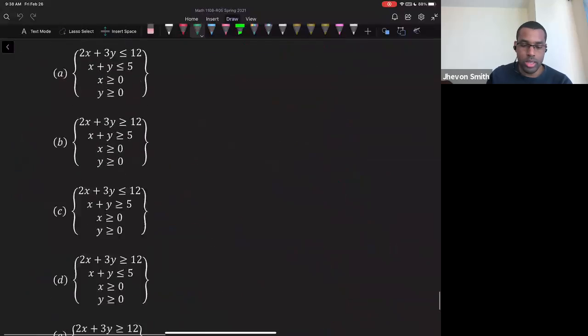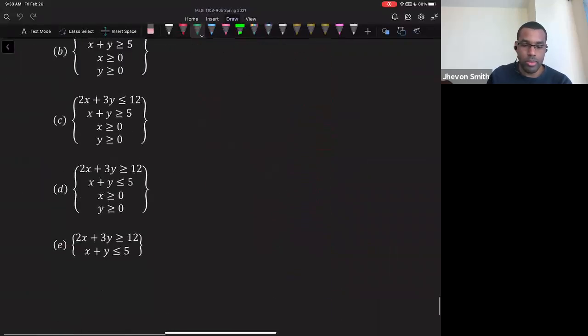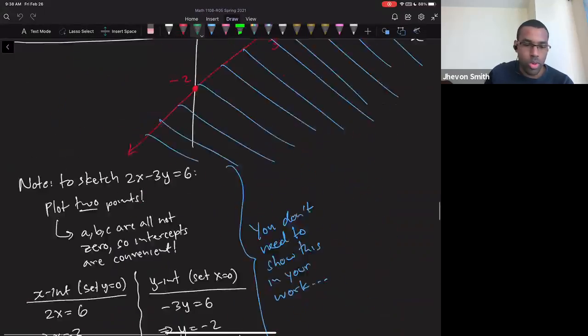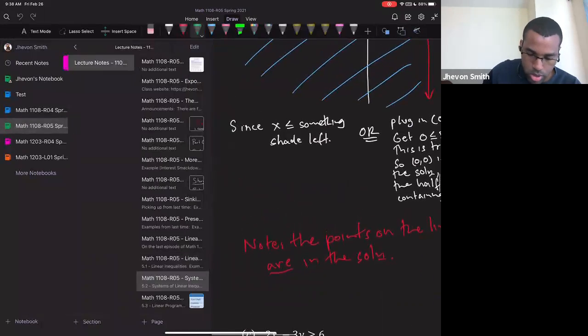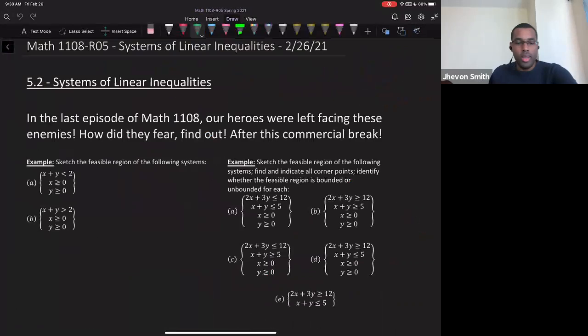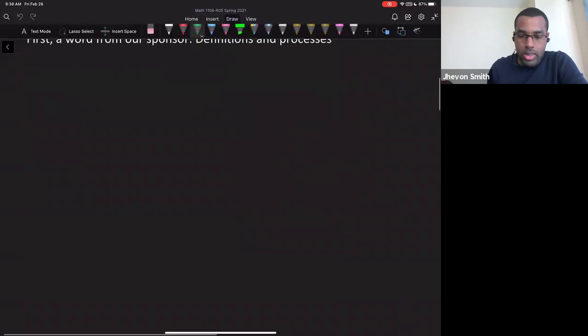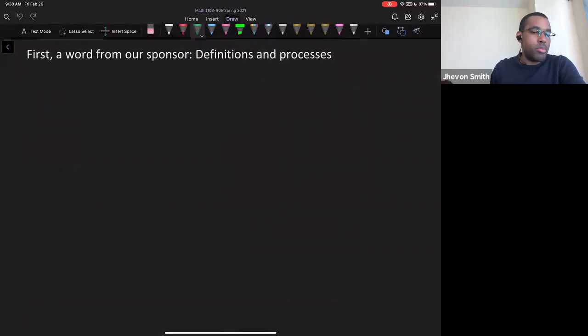And I left you guys with some examples to try last time. So that's what we're going to do now. So we are moving into systems of linear inequalities. Okay, so in the last episode, these are the enemies our heroes are faced with. And this is just me copying the examples from the last class here and kind of minimizing them. But before we get into that, a word from our sponsors. We need to talk about some definitions and processes here so far. So let's actually get into that first.